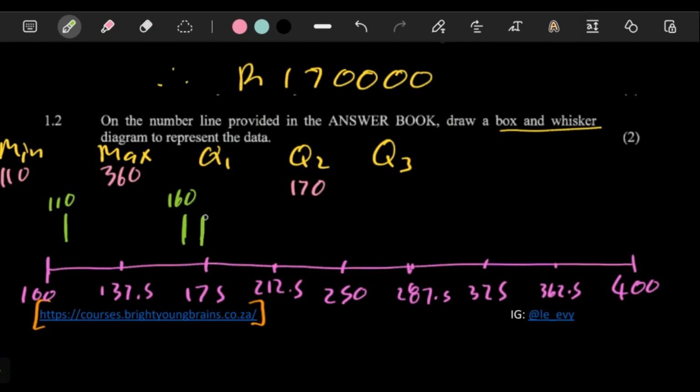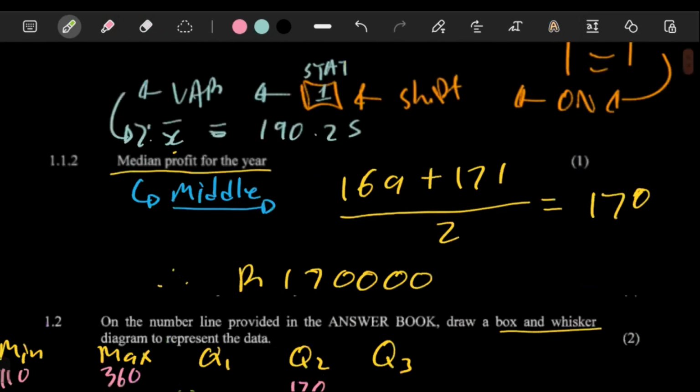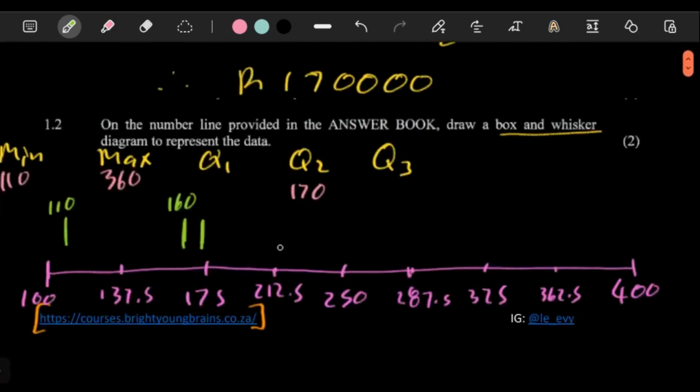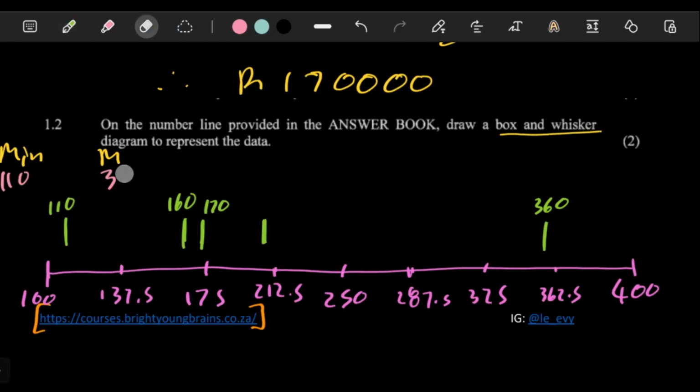This looks accurate. And then Q3 is 210, so 210 is somewhere over there. And then the maximum is 360, so that's somewhere over there. So let me label these nicely now so that we don't get confused. This is the minimum, maximum, Q1, Q2, and then Q3, which is 210.